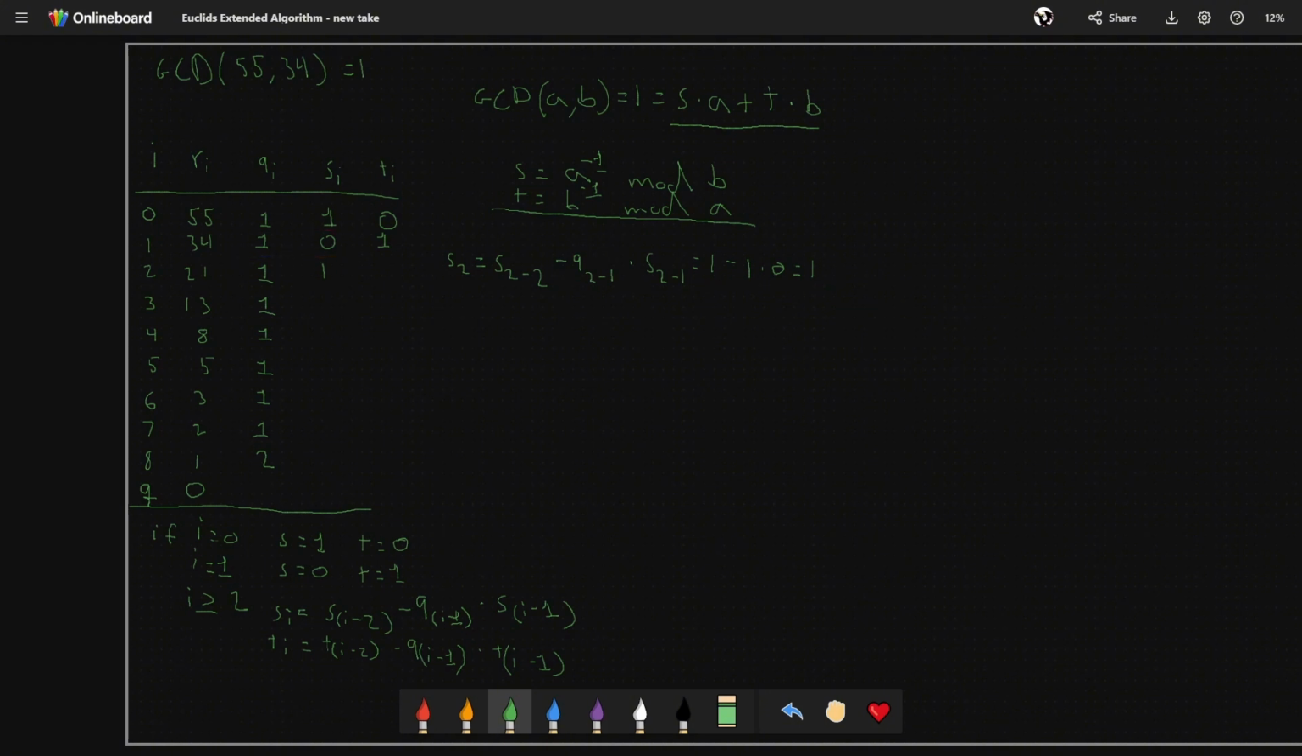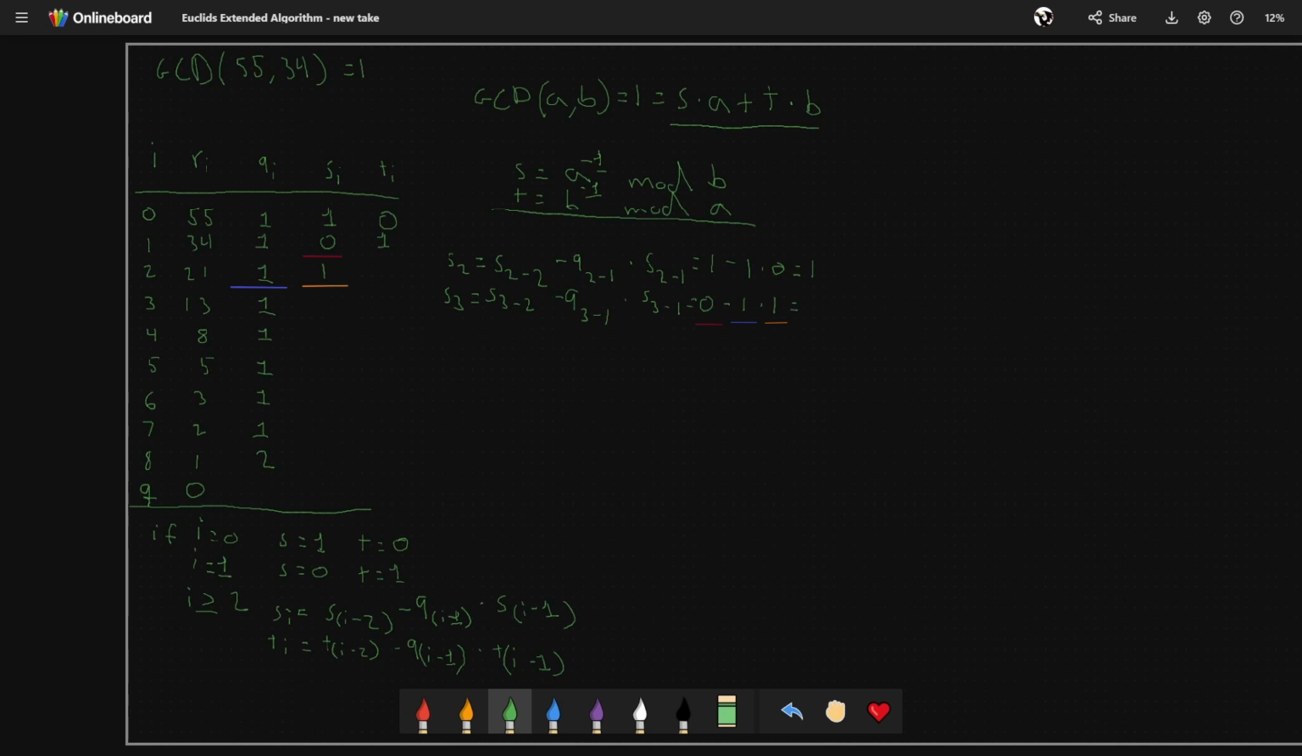Same thing again, we just go to S3. So at S3 we'll have S3 minus 2, minus Q3 minus 1, multiplied by S3 minus 1. And this will give us S1, which is equal to 0, minus Q3 minus 1, that's Q2, which is equal to 1, multiplied by S3 minus 1, which is S2. We just found S2 to be 1.